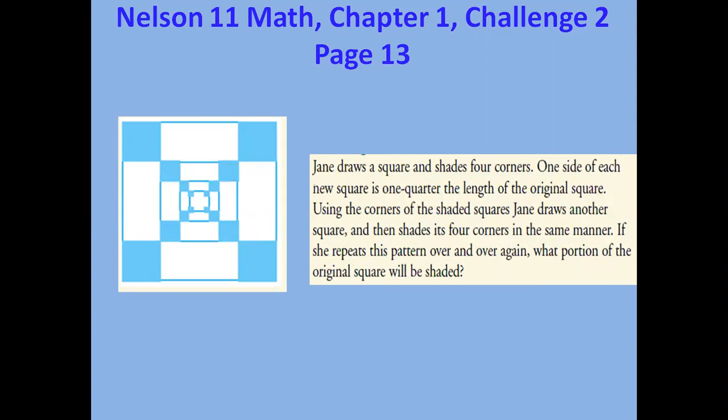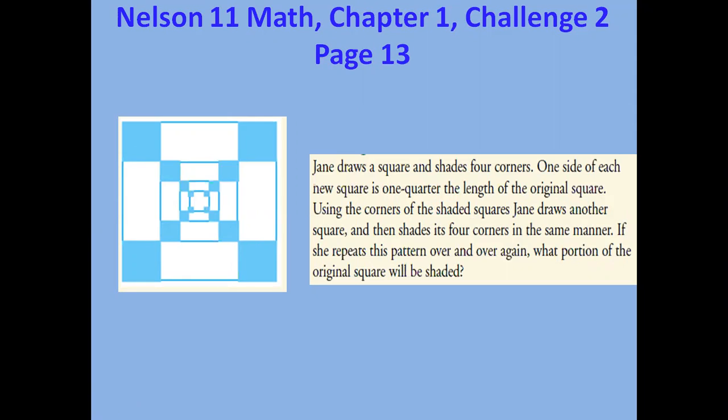So you see a square, and within that square you have more squares, squares in squares, but you see some shaded portions in outer squares and then some shaded portions in inner squares and so on. Now let's read the problem.